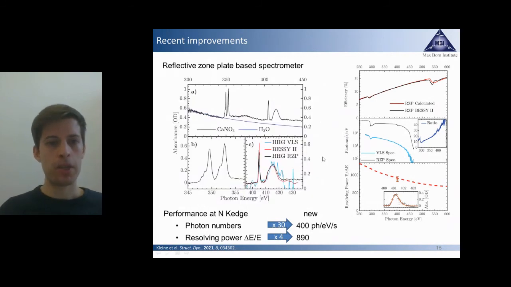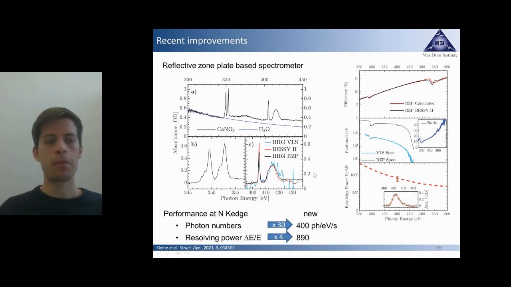Another picture here to show the improvement. This was a measurement done on calcium nitrate. We did the same measurement here with our first iteration of the setup at BESSY and with our latest iteration. And here on the nitrogen K-edge spectrum, you can clearly see the improvement in terms of signal to noise by comparing the black curve, that is our current version of the spectrum, with the light blue one, that was our old version.